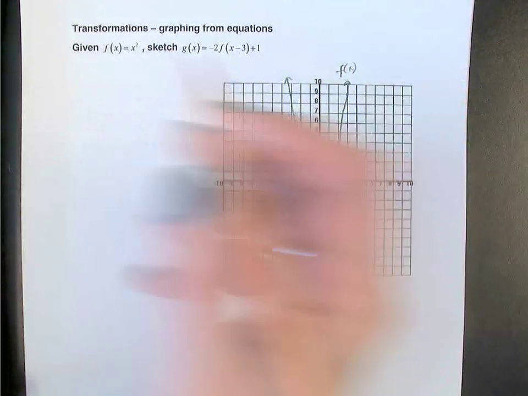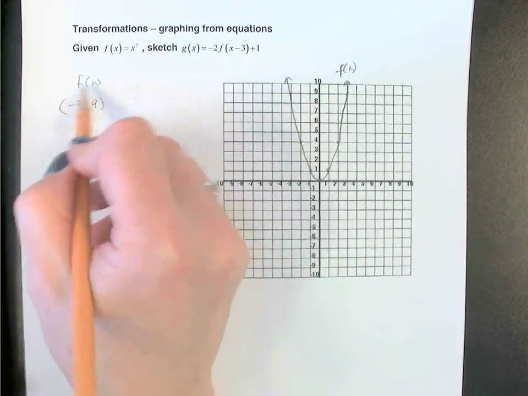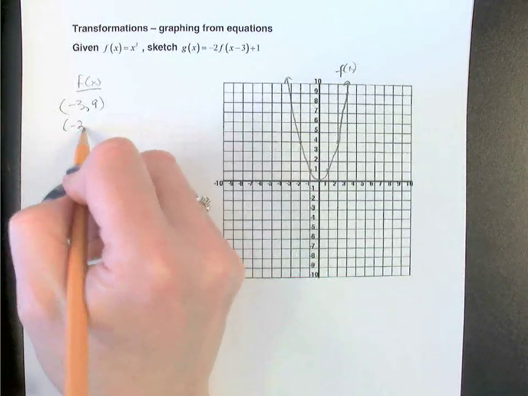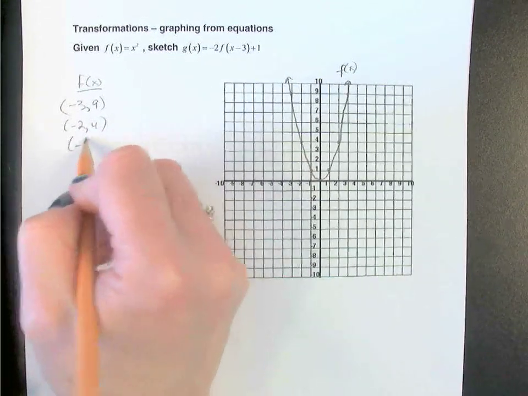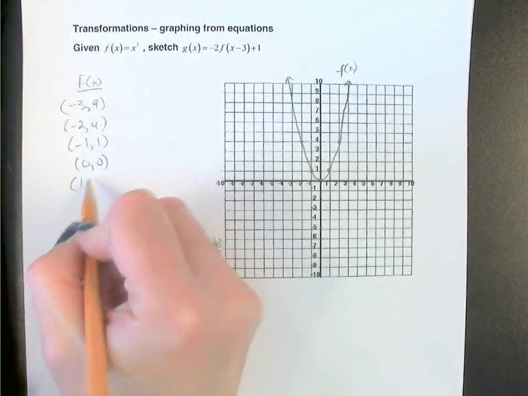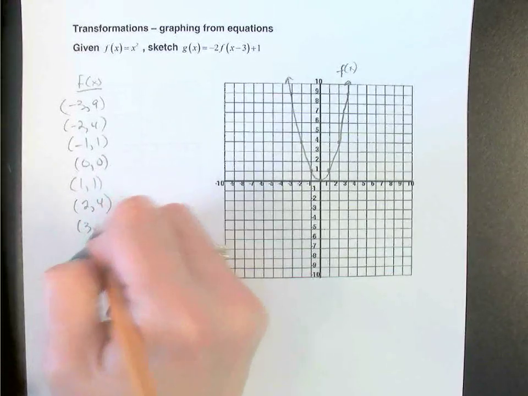So (-3, 9), I'm going to list my data points from f(x) here. So I have (-3, 9), (-2, 4), (-1, 1). My vertex was (0, 0), then (1, 1), (2, 4), and (3, 9).